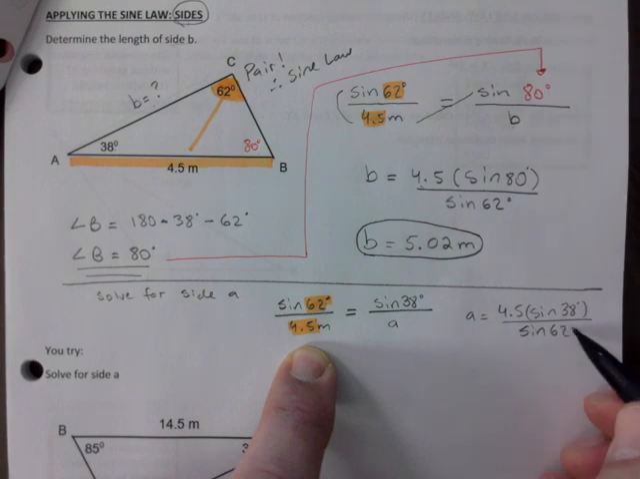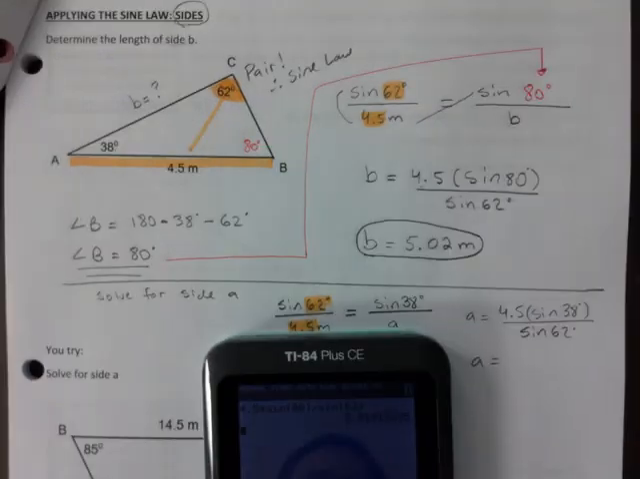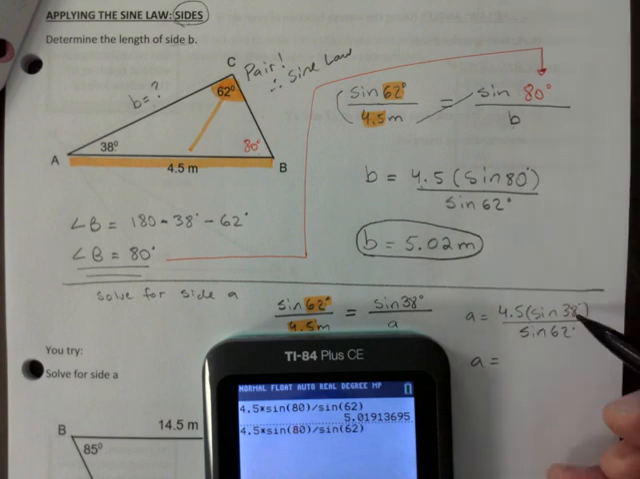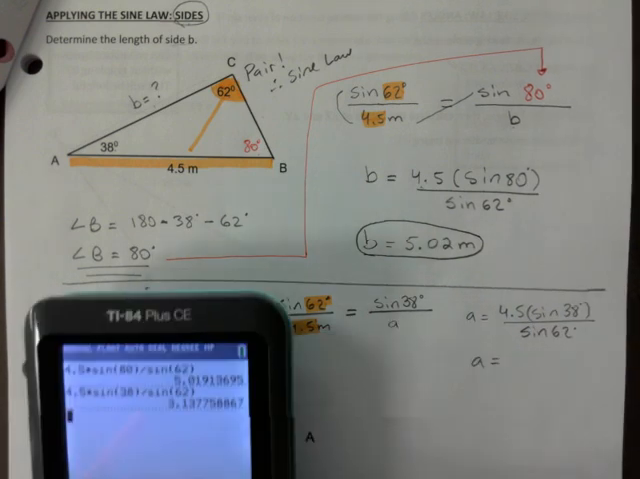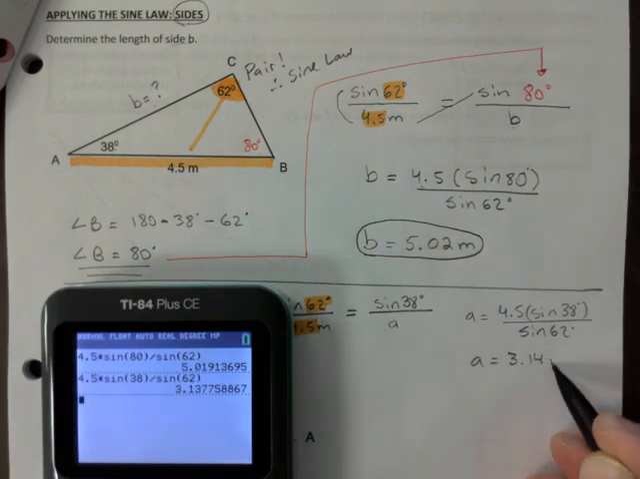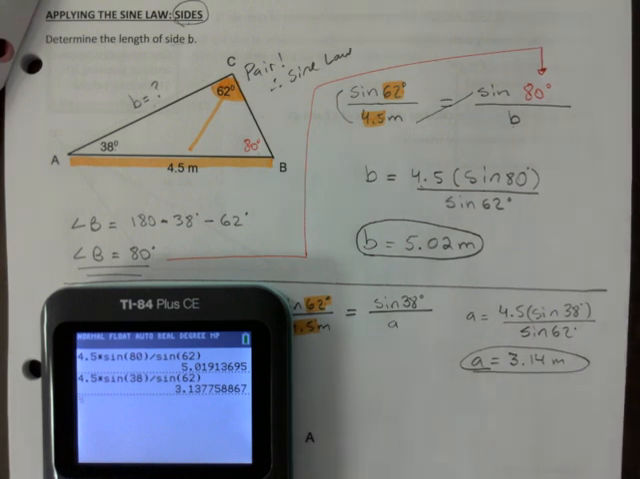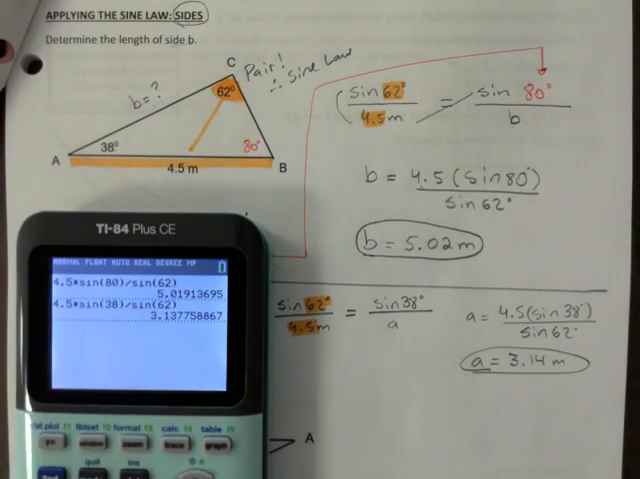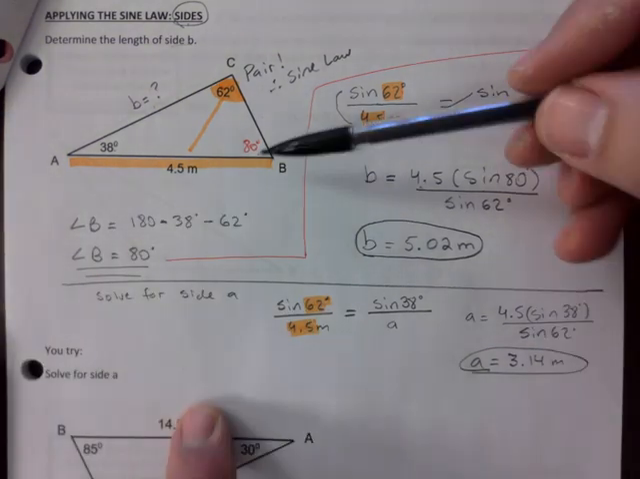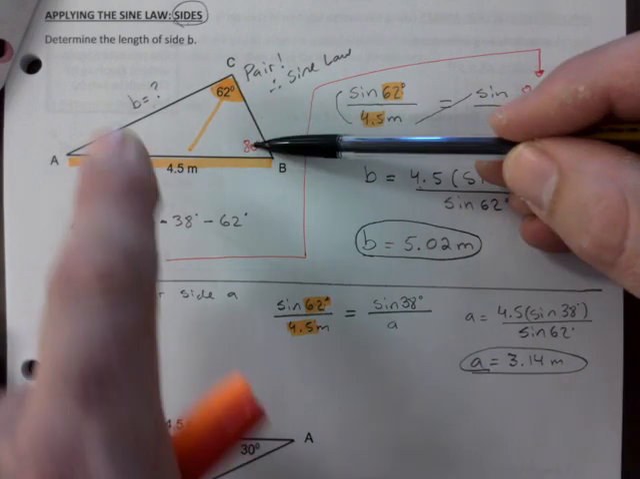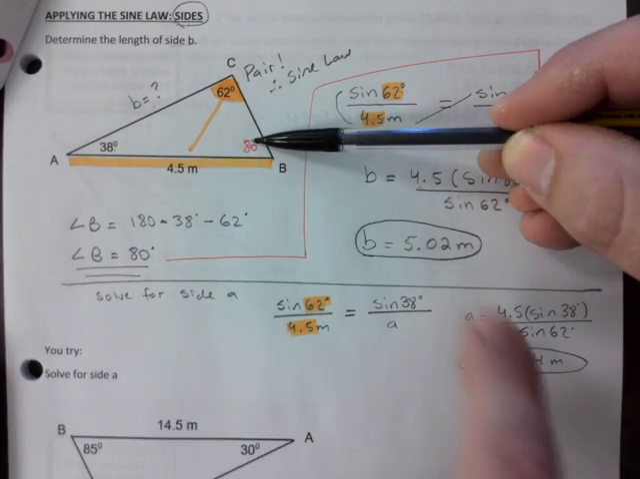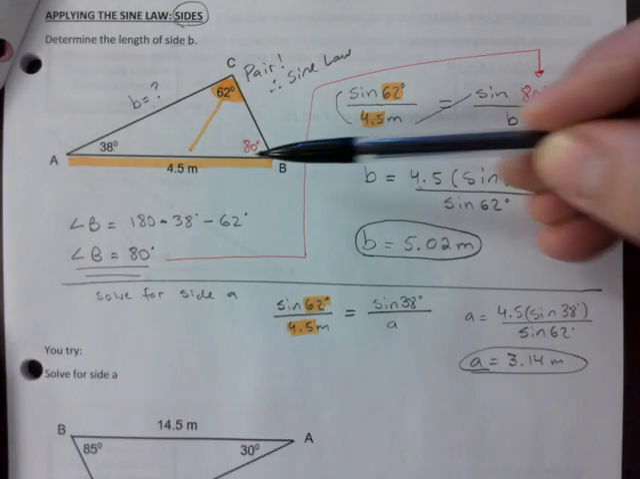So let's see what that is. I'm just going to copy paste what I did before and just replace the 80 from earlier with the 38. And I get 13.14 meters. Okay. Let's check. Which one is the largest angle? It's 80. 80 should have the longest side across from it. Let's check. 5.02. If you compare all three sides, this is the longest side, which is across the largest angle. So things are checking out.